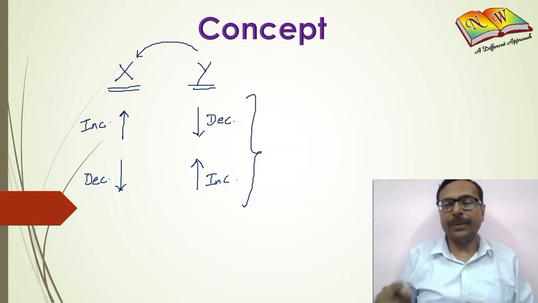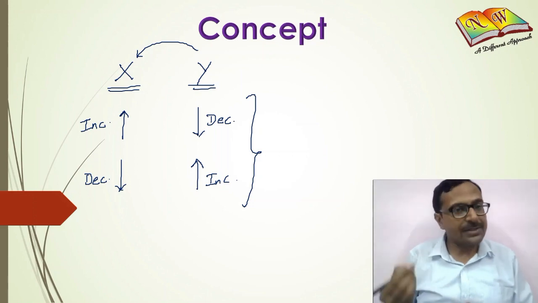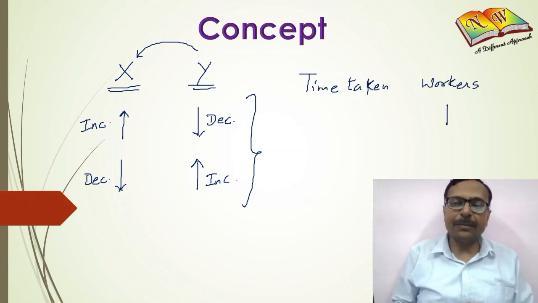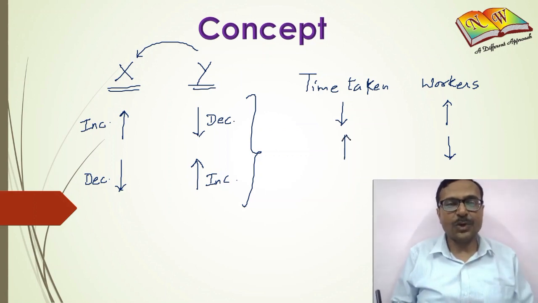There are innumerable examples which you can give for this particular mathematical concept of inverse variation. How about time taken and number of workers? So if I increase the number of workers to complete a particular task, the number of hours they will take to complete the task will automatically decrease. And if I reduce the number of workers, the time will obviously increase.